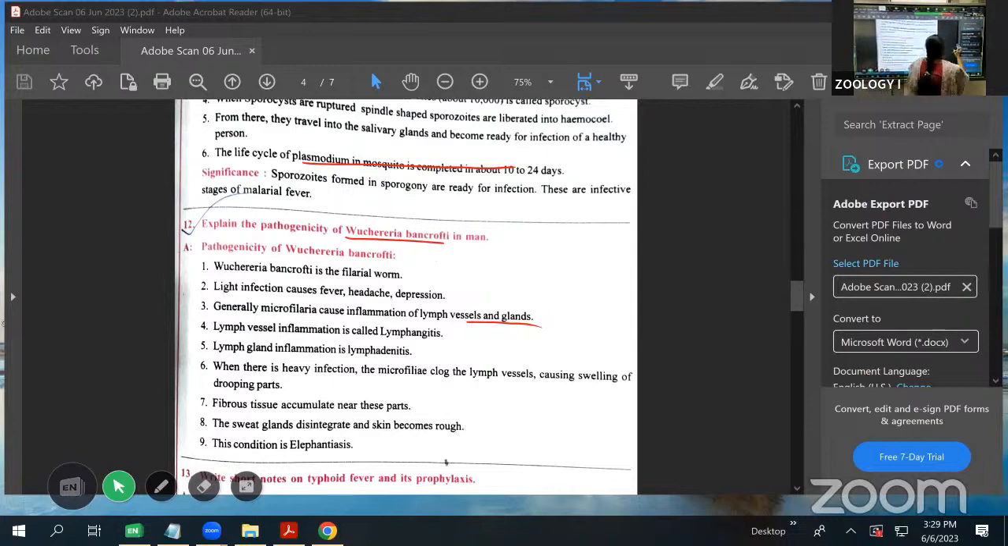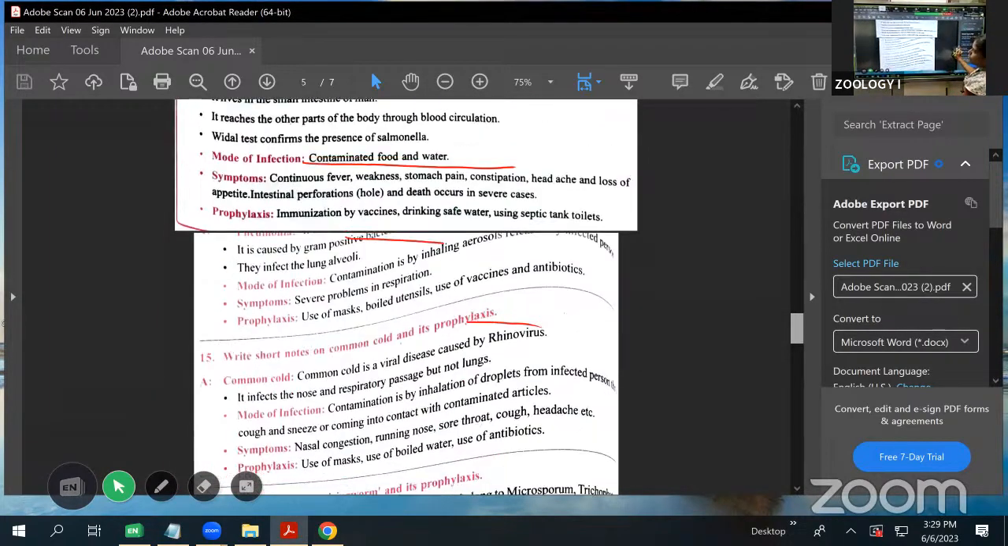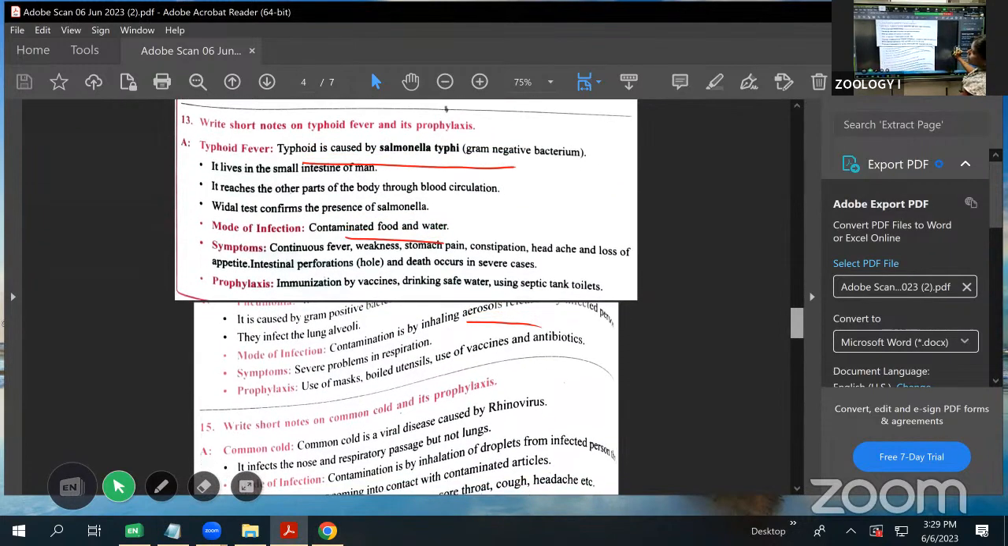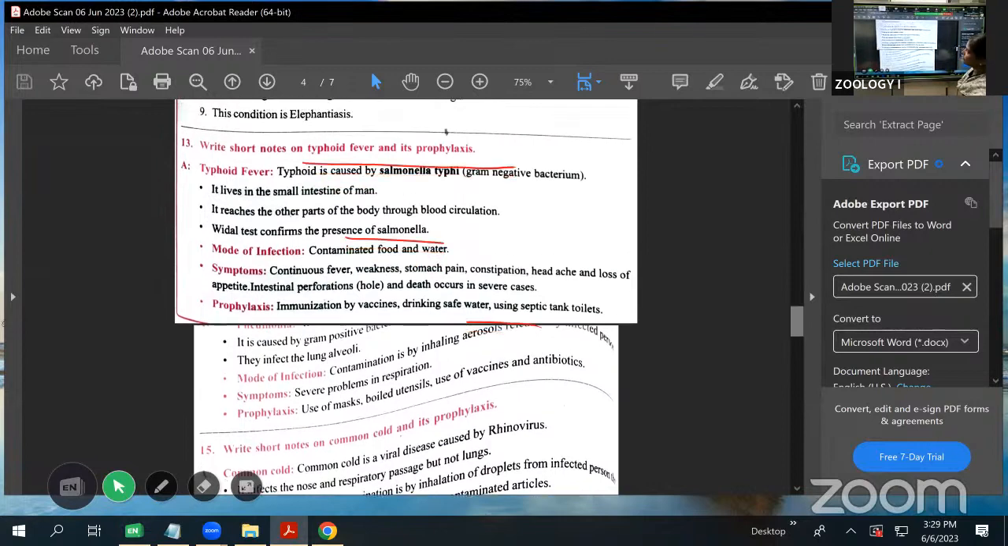Next. Typhoid fever. This is sometimes not that important, but I will explain this one. Short notes on typhoid.